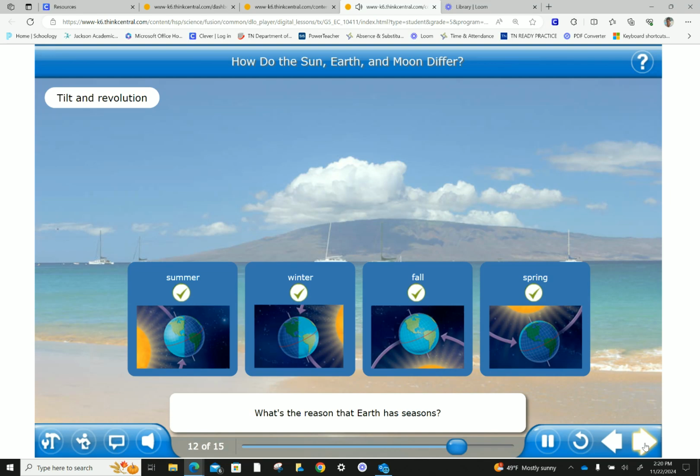What's the reason that Earth has seasons? It is because Earth's axis is tilted as the planet makes its orbit around the sun. This also causes the length of day and night to change. Think about each season. Match images of Earth's tilt and relationship to the sun with the season each image shows. Drag a season to begin.